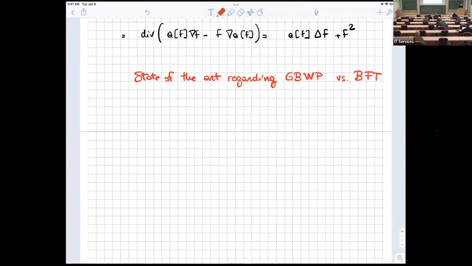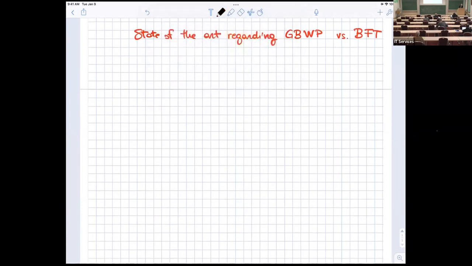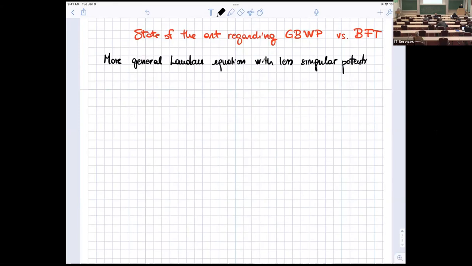For this, I would like to introduce a more general Landau equation with less singular potential, mimicking basically what is done for Boltzmann in the literature, where we have considered more relaxed potentials.